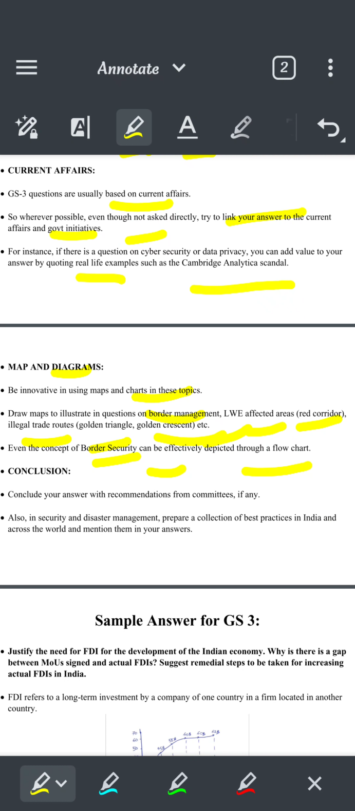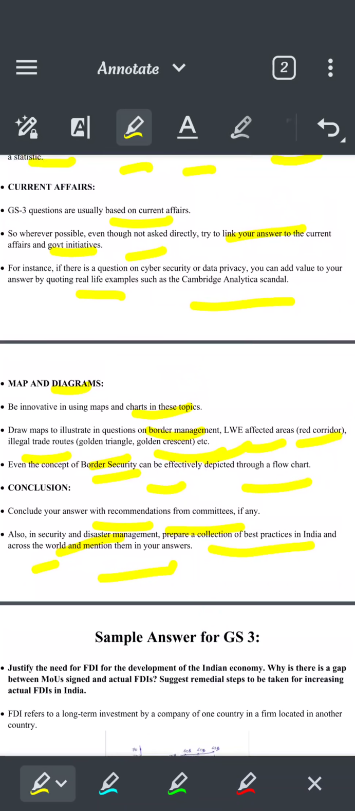So in the conclusion, conclude your answer with recommendations from committees if any. Also in security and disaster management, prepare a collection of best practices in India and across the world and mention them in your answers, which will help you to fetch very good marks.